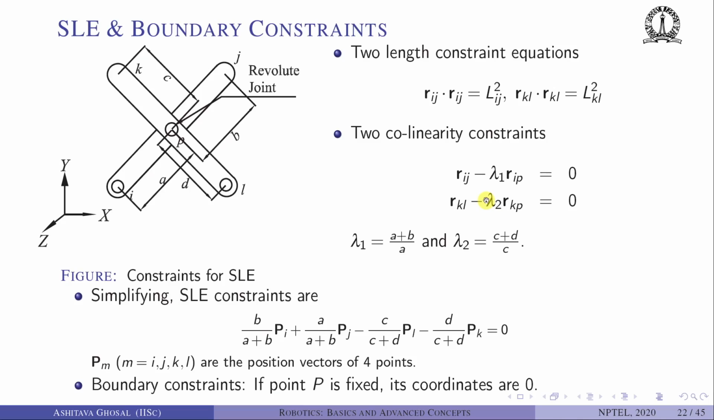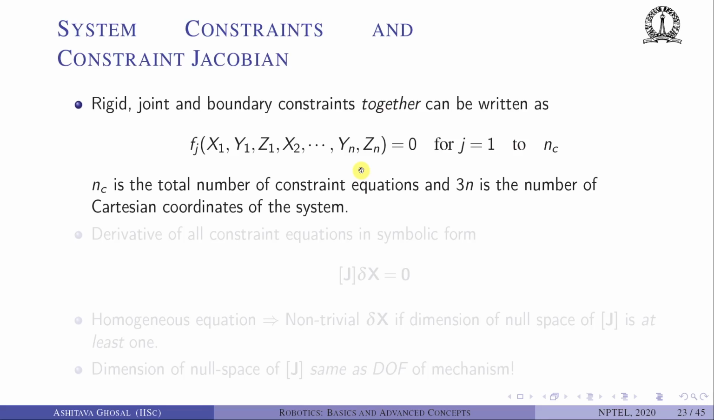Okay, how about boundary constraints? We will see later. We need to also impose what are called boundary constraints. So if any point is fixed, its coordinates are 0. So the x comma y coordinate of a fixed point will be set to 0. So if you give me any mechanism, we can have this link constraint, which is also called rigid constraint. We can have these joint constraints, rotary joint, spherical joint, SLE joint, whatever SLE structure, and we can have all these boundary constraints, and we can put all of them together into a set of equations.